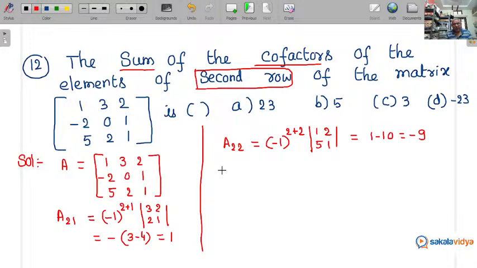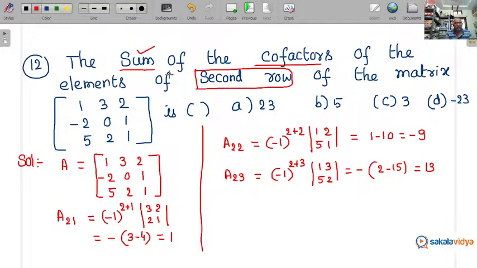Cofactor of 1, that place is the second row third column, A23. So minus 1 to the power of 2 plus 3, that is 5, minus 1 to the power of odd is minus. Deleting this row and this column: 1 3, 5 2. So minus of this is 2 minus 15, that is minus 13, into minus, so plus 13.